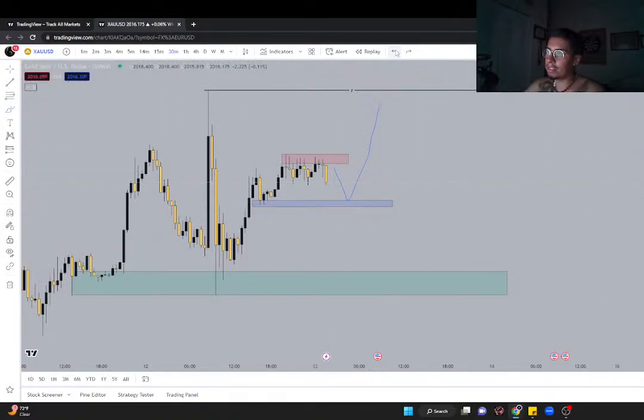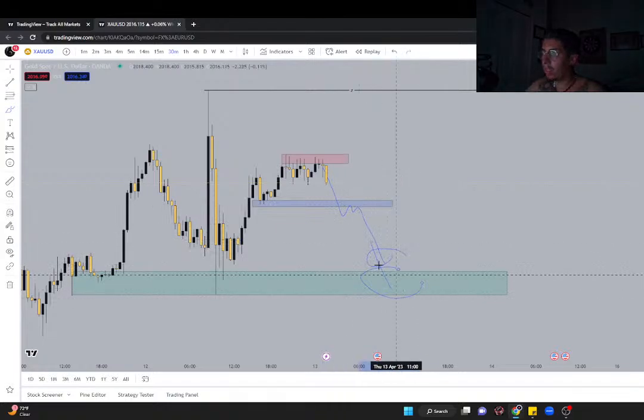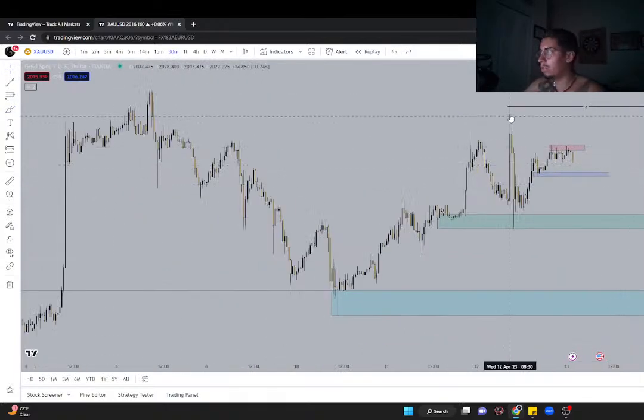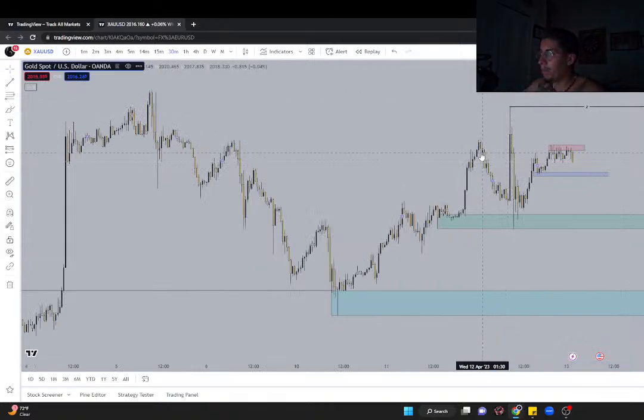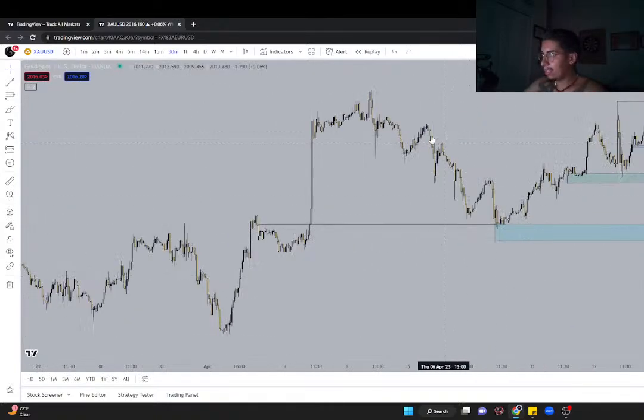Now, if price does break out of this demand zone, we'll wait for that flip confirmation, and then we'll be looking for price to drop down to this H1, and from there, we'll be looking for price to continue going higher, right? It's all again just about probabilities and being patient. I want to see what price wants to do here heading forward, right? So that's kind of what we have for gold.